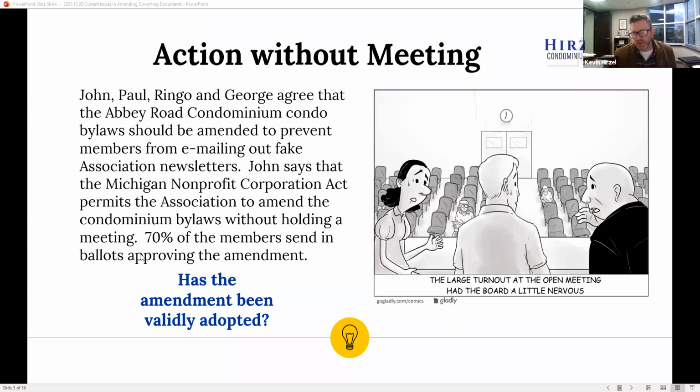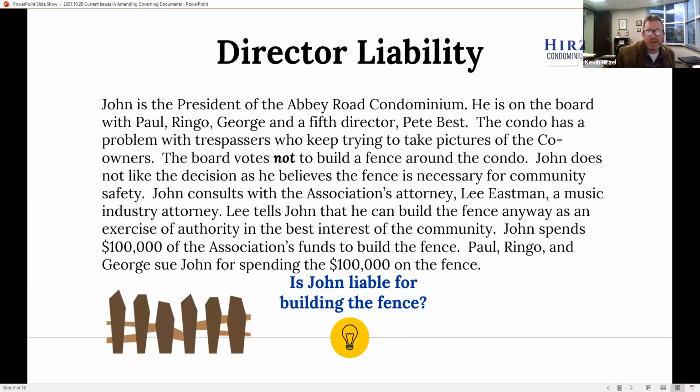So the point of this particular question was to highlight the significance of what seems like a fairly innocuous provision, an action without meeting provision, but it can be very effective. So if you are looking at your documents, one thing to take a look at from an efficiency standpoint is, do we have an action without meeting provision? All right, another example, and still dealing with situations that pertain to the Articles of Incorporation.